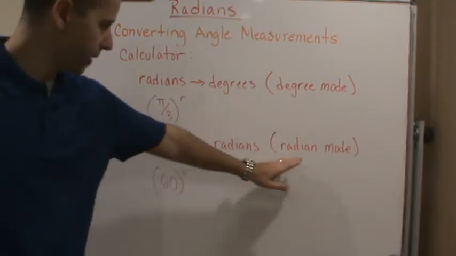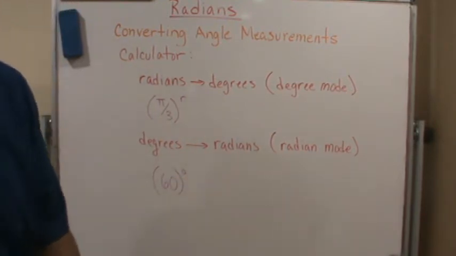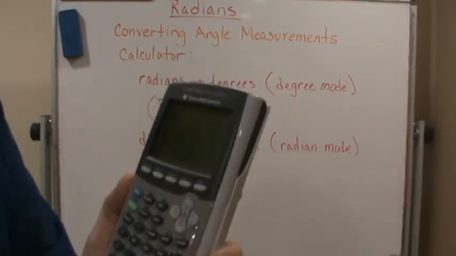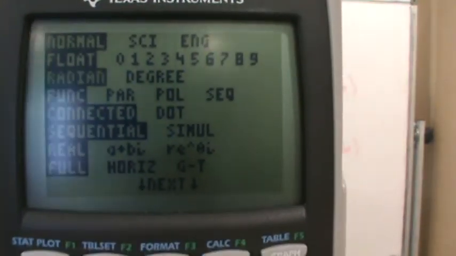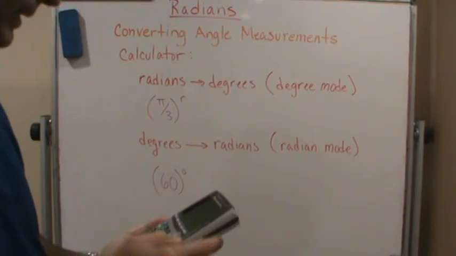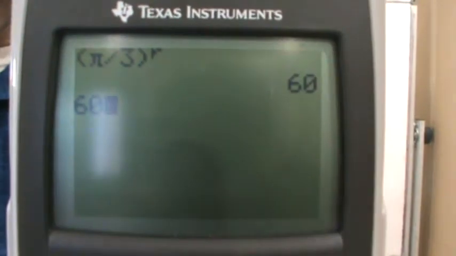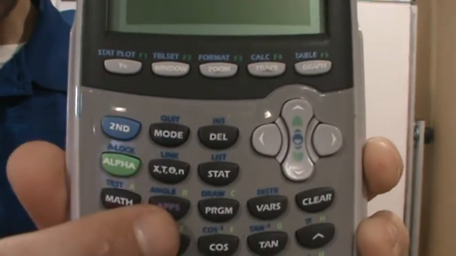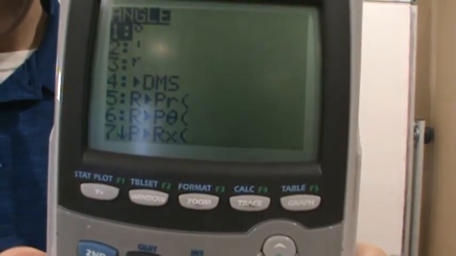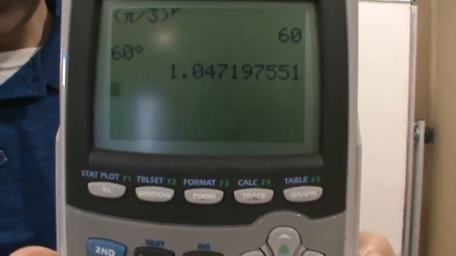Okay, so now what if I want to go from 60 degrees to radians? So now I'm going to, again, set my calculator in radian mode. So I'm going to put my mode of my calculator into radians. So now it's in radians. Okay. So now I'm going to quit out of this, and now I'm going to put in 60. Now I'm going to go under my angle menu, and I'm going to choose number 1. So now 60 degrees.